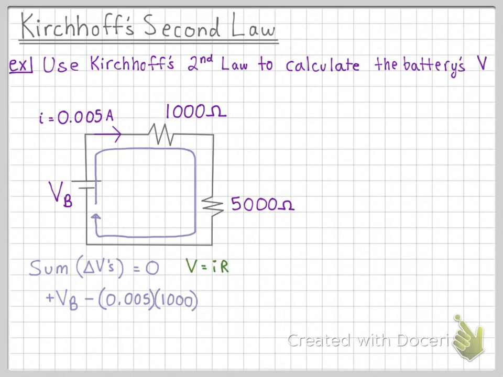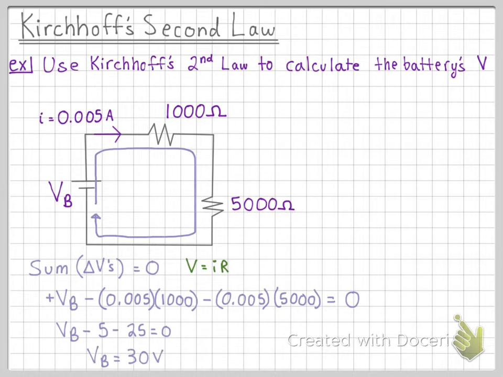So we're going to subtract the current, which is 0.005 amps, times the resistance, which is 1,000 ohms. And then we will travel through the next resistor, and we are still traveling with the current, so we're going to subtract the voltage difference once again, and to find this voltage difference, we're going to multiply the current, which is 0.05 amps, times the resistance, which is 5,000 ohms. And we see now that we're back to where we started, so we know that we can set this quantity equal to 0. And when we solve, we see that the battery's unknown voltage was 30 volts.